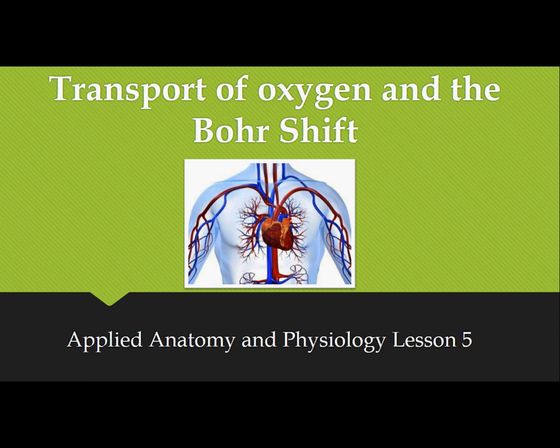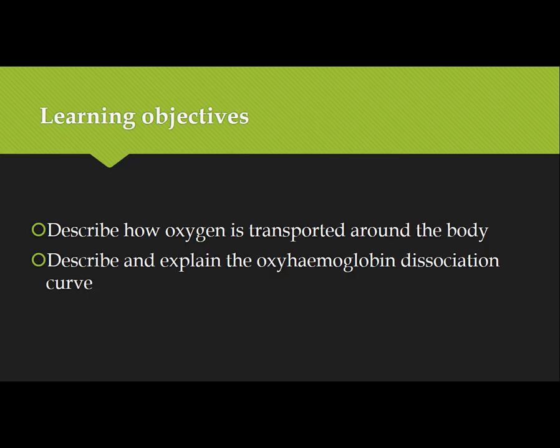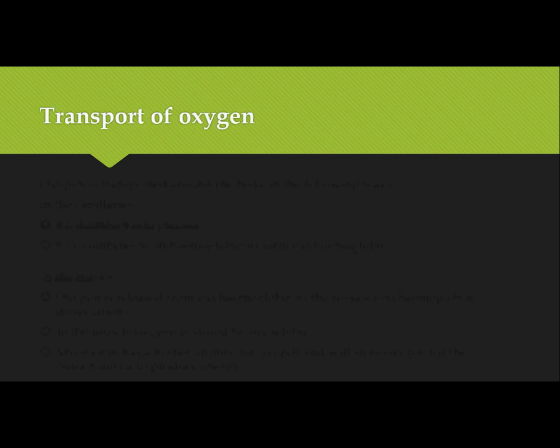Okay, this is Applied Anatomy and Physiology Lesson 5 on transport of oxygen and the Bohr shift. Hopefully by the end of the lesson you'll be able to describe how oxygen is transported around the body and be able to describe and explain something known as the oxyhemoglobin dissociation curve, leading to knowing about the Bohr shift.